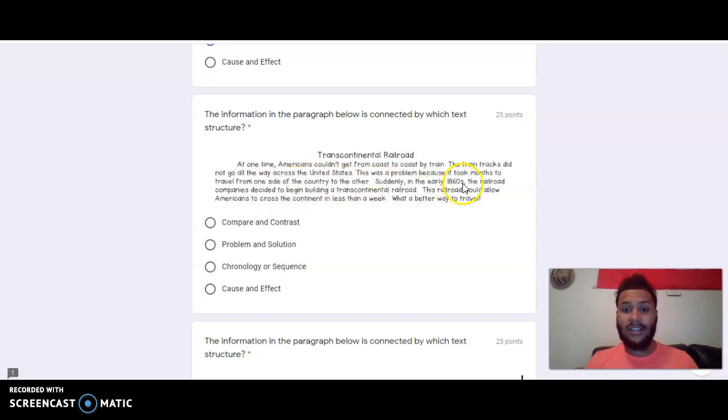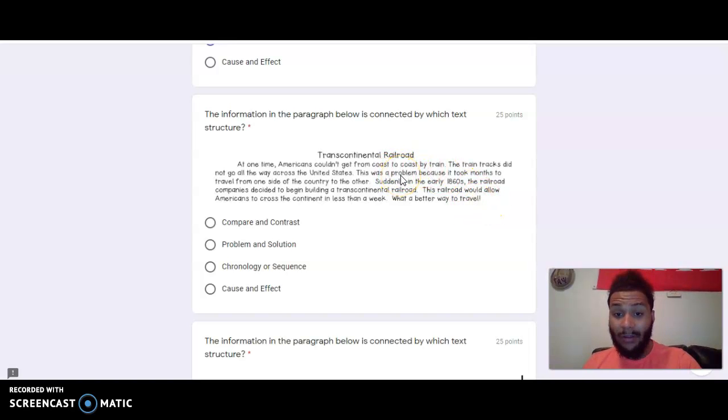Suddenly, in the early 1860s, the railroad companies decided to begin building a transcontinental railroad. This railroad would allow Americans to cross the continent in less than a week. What a better way to travel. This one's pretty easy and straightforward.